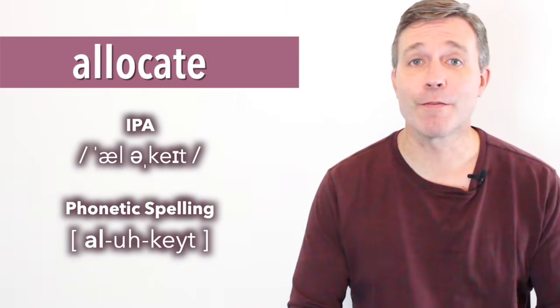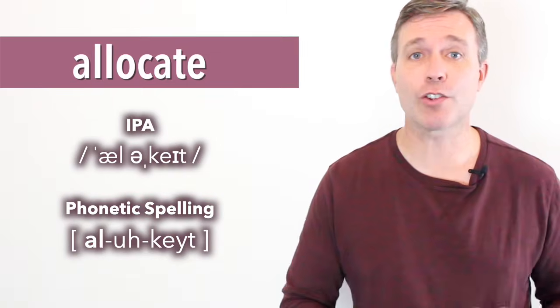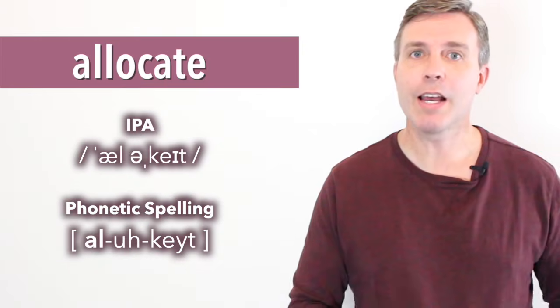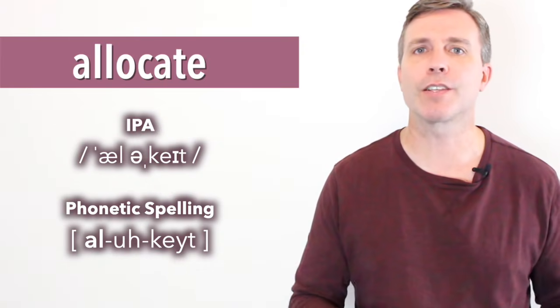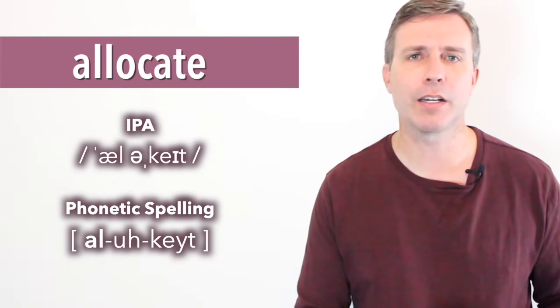For pronunciation, the verb has 3 syllables. The stress is on the first syllable, and that second syllable has that unstressed schwa sound. Allocate. Allocate.